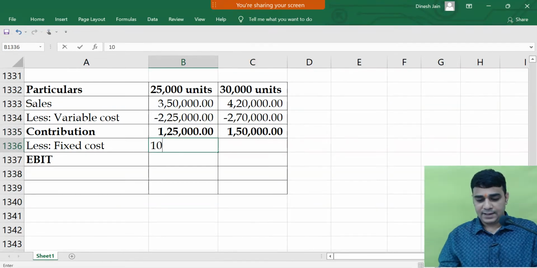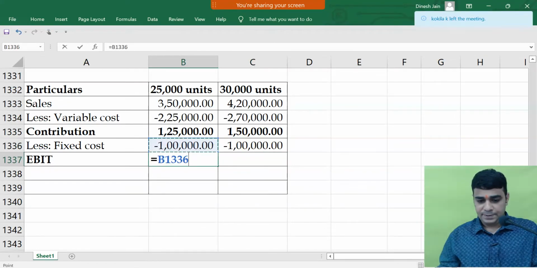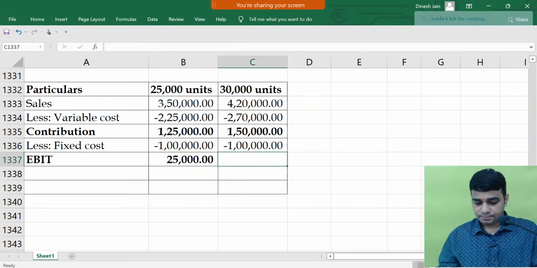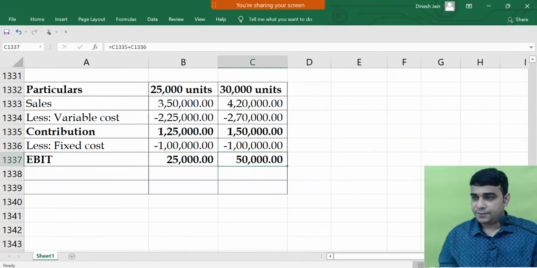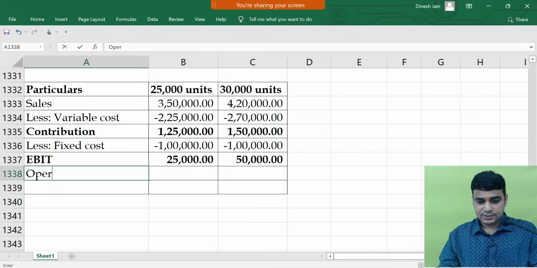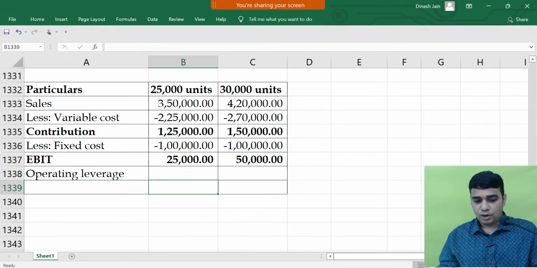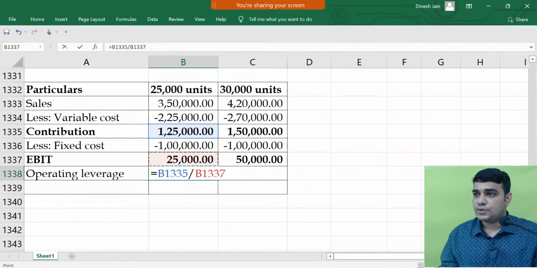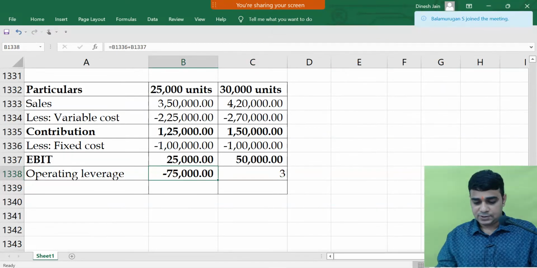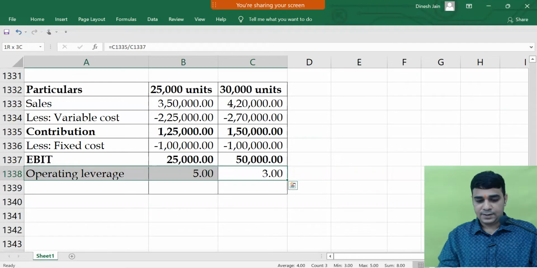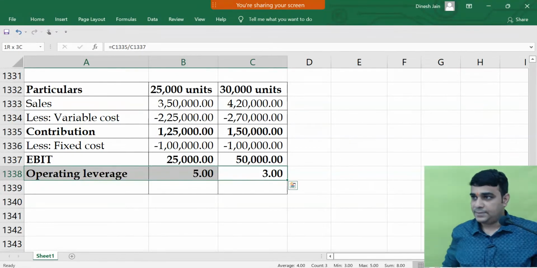Fixed cost we have calculated, which is 1 lakh. And you get EBIT: 25,000 and 50,000. My operating leverage is contribution divided by EBIT. 5 times and 3 times.